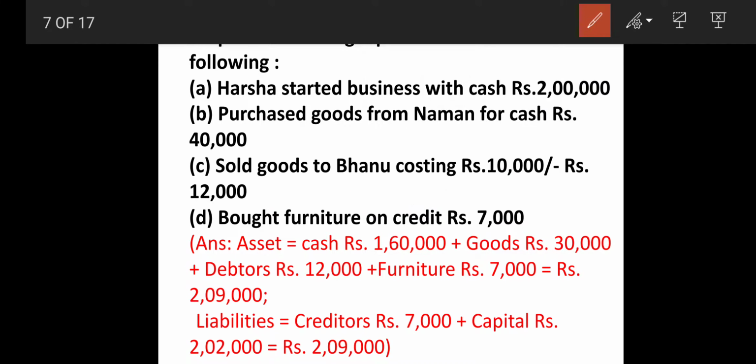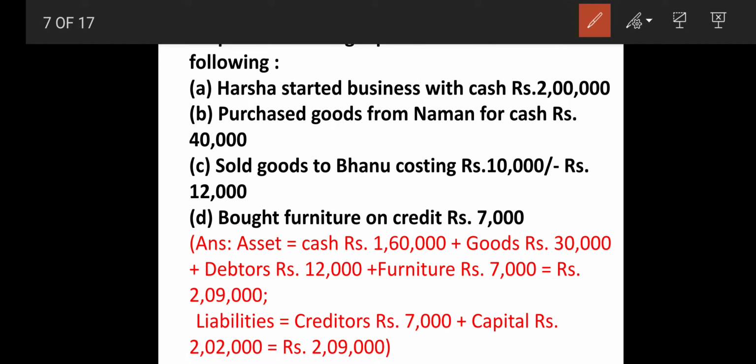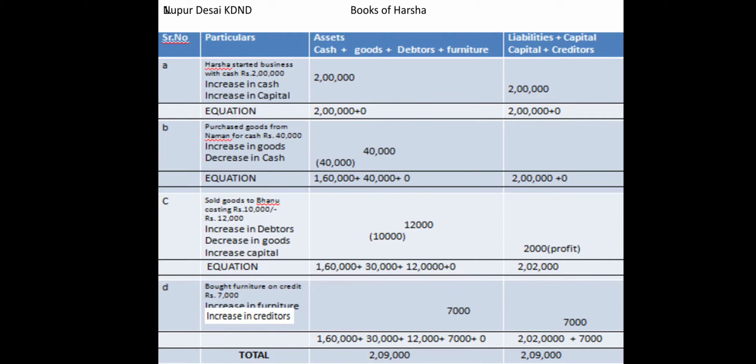Now in the first situation, cash increases while the capital increases. Why? See, this effect will always be the same. So let's move to the sum. First, have a look at the format so that we can get an idea of this. Looking at the format, you can see here I have mentioned books of Harsha, then serial number, particulars, assets, liabilities and capital. So this is the whole structure of the accounting equation. Now we are going to solve the sum one by one.